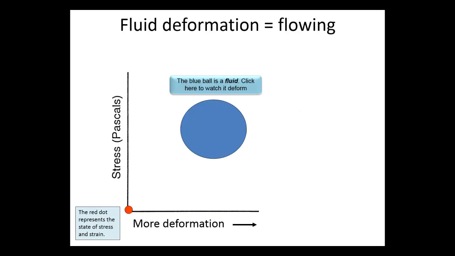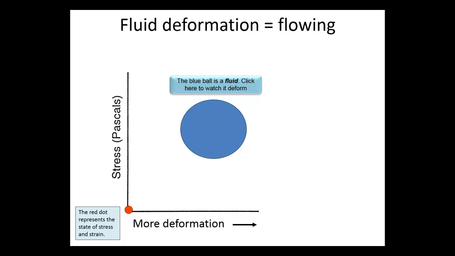The last type of deformation you need to know is fluid deformation, when material flows. The key property of a fluid is that it will deform infinitely in response to any stress, no matter how small. As long as the stress continues to be applied, the fluid will continue to deform or flow.